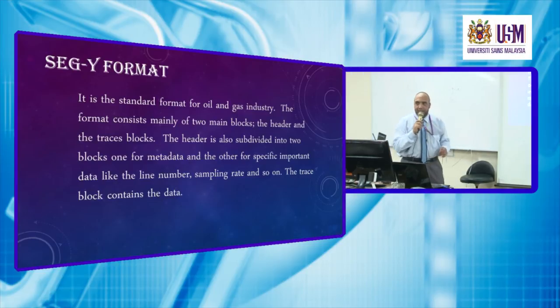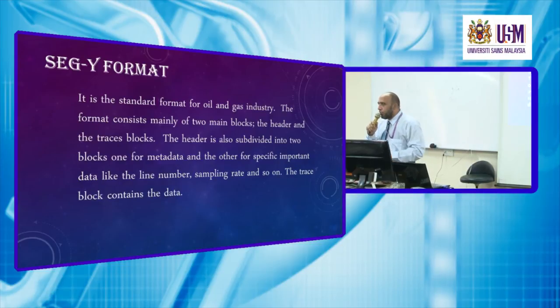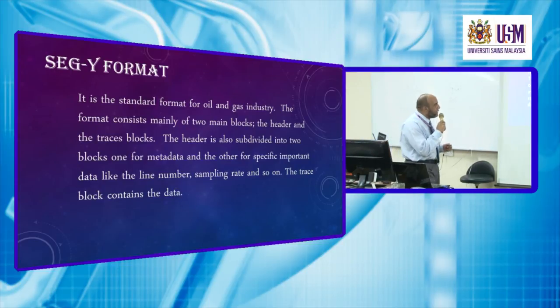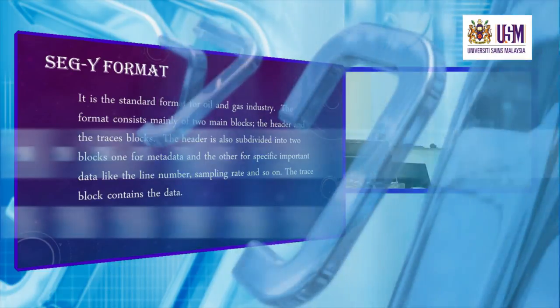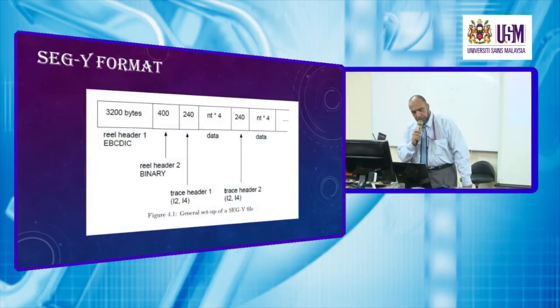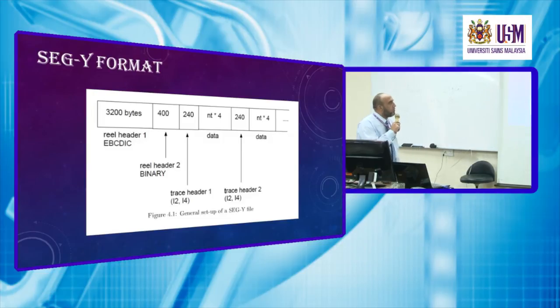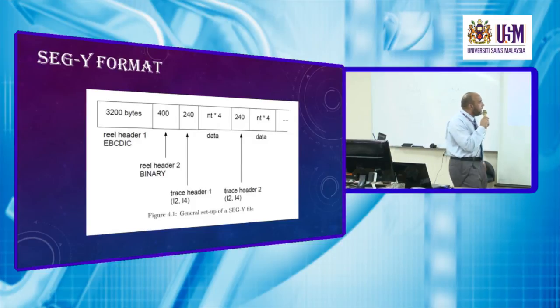One can be transferred easily into ASCII, in which we store the metadata, and the other, of course, is the binary format. In the binary format, important data is stored, like the line number, the sampling rate, and the number of samples, and so on. This ribbon shows us the setup of SEG-Y format.